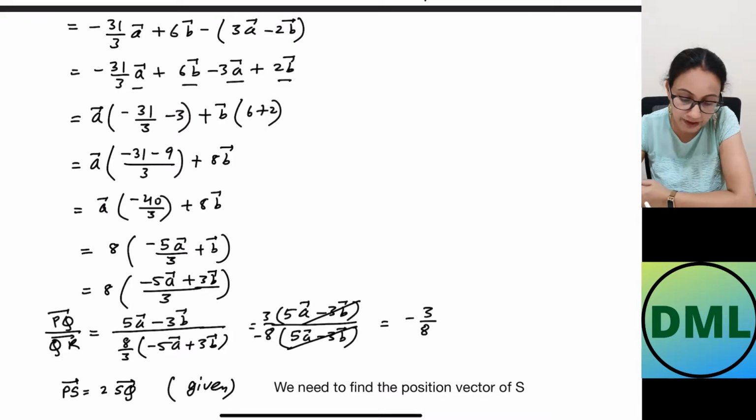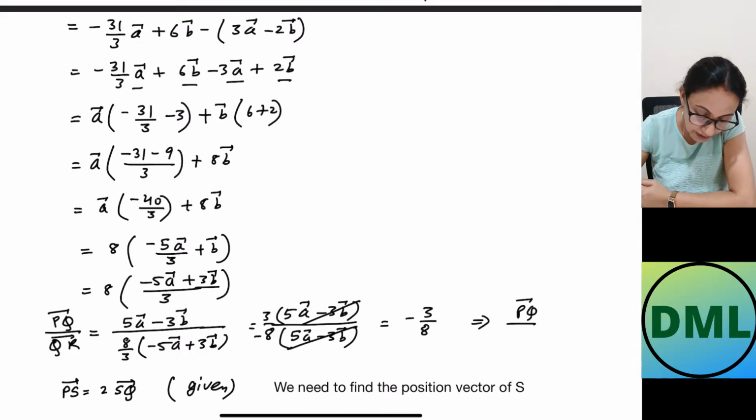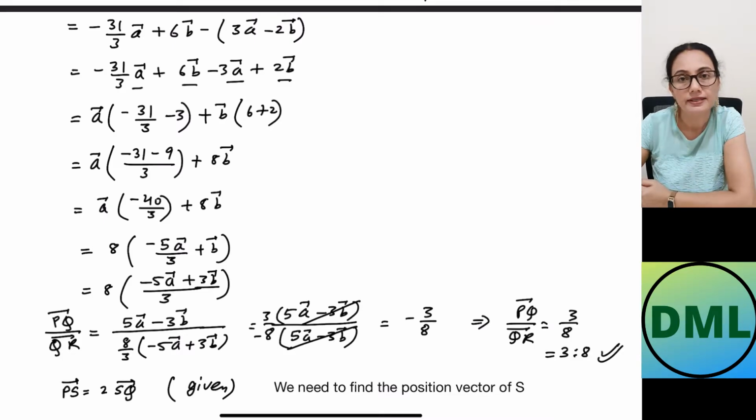So here our ratio is negative, but we know that the ratio cannot be negative. So the ratio will be given as PQ is to QR will be given by 3 is to 8, or you can write down 3 is to 8. That will be your answer.